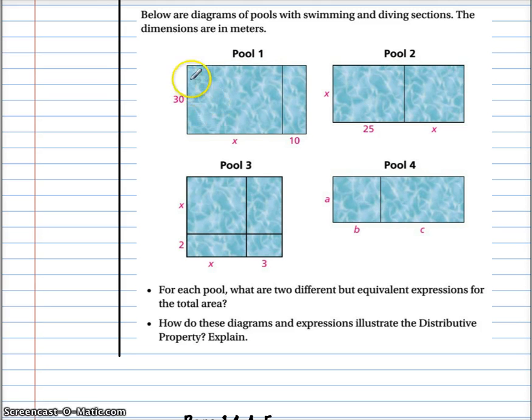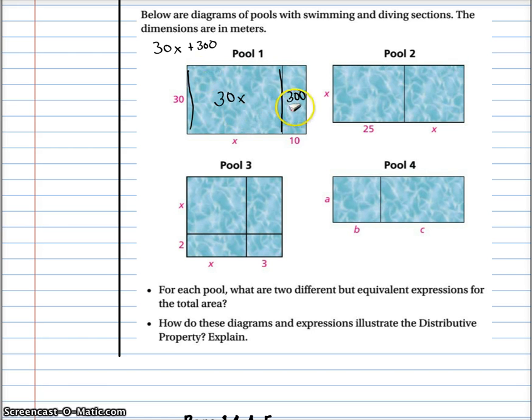So here's pool 1. This is 30 and x. So this section here represents 30x, 30 times x. This section here is 10. And if this is 30, well, this must be 30 also. So this is 30 times 10. This is 300. So I could call the area of this pool 30x plus 300. Right? There you go.